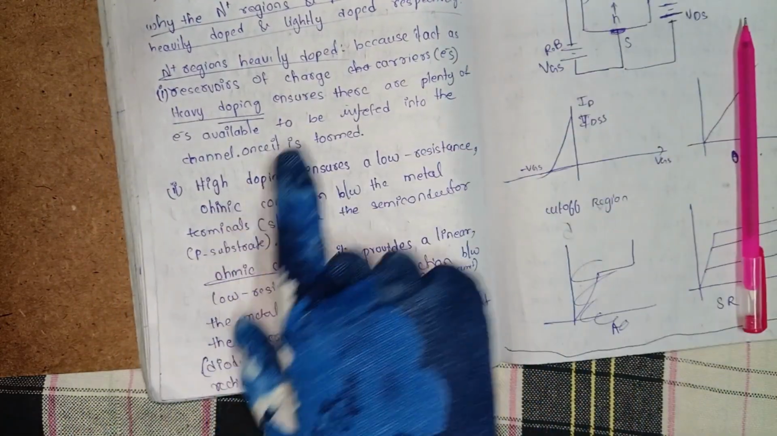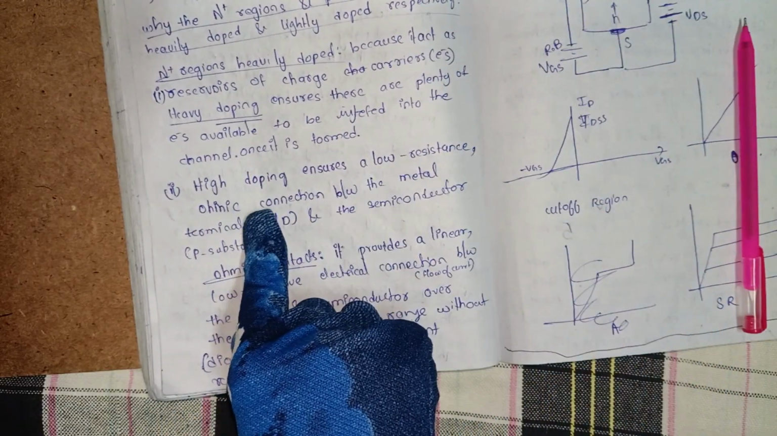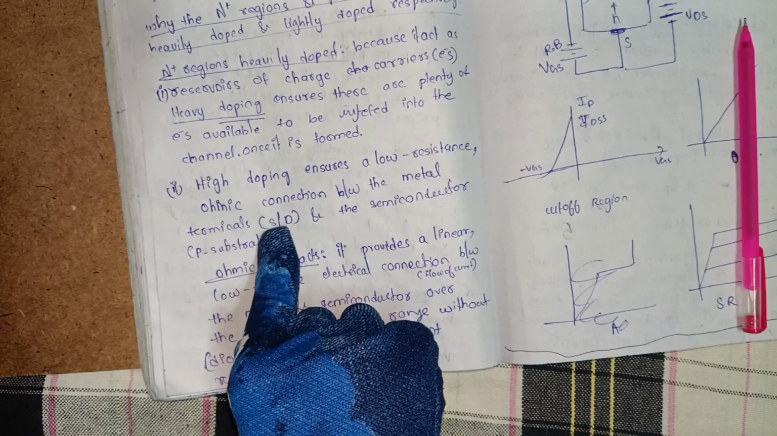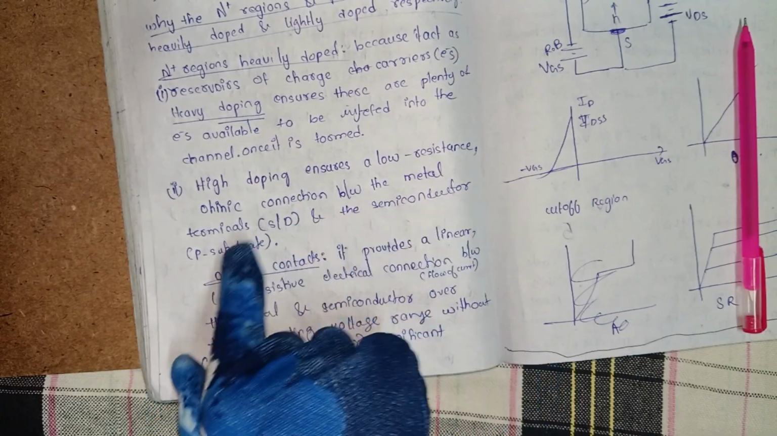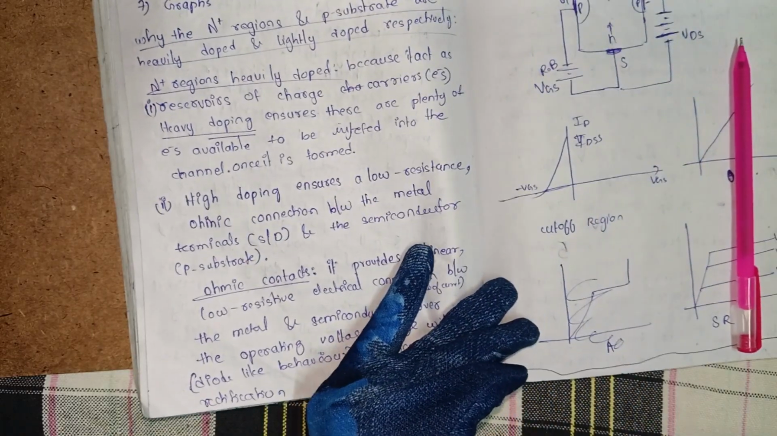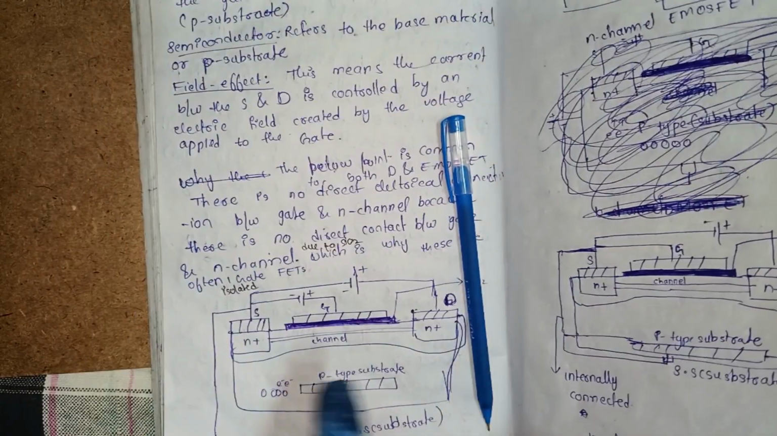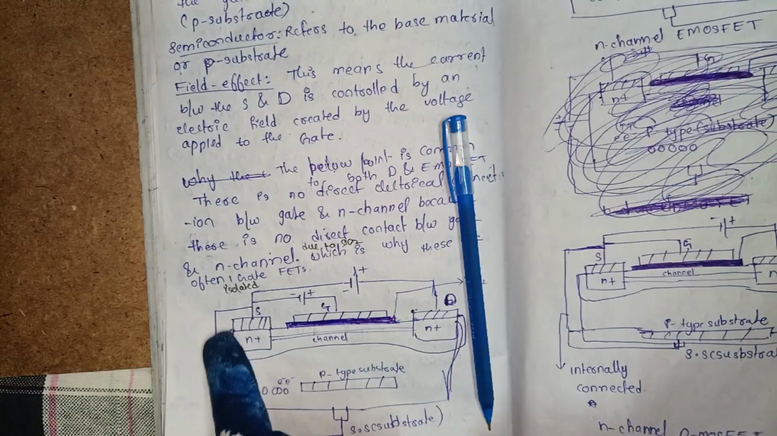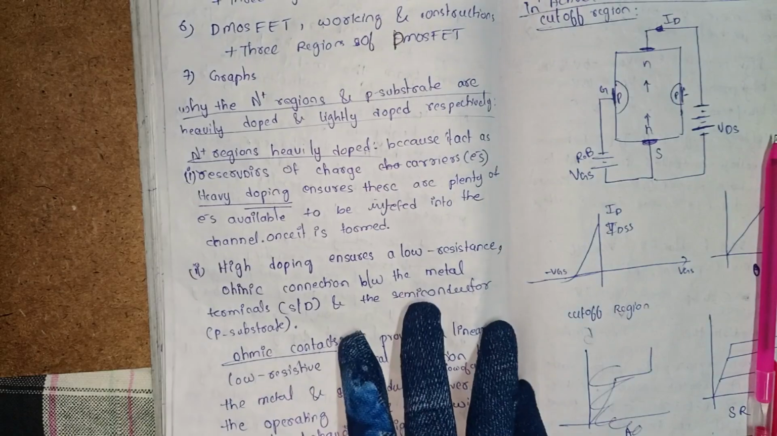Then heavy doping ensures a low resistance, meaning an ohmic connection between the metal terminals at the source and drain and the semiconductor P substrate. I will show in the diagram where the ohmic contacts are. In the D-MOSFET, here are the ohmic contacts. The sliding lines we can observe here, these are the ohmic contacts.